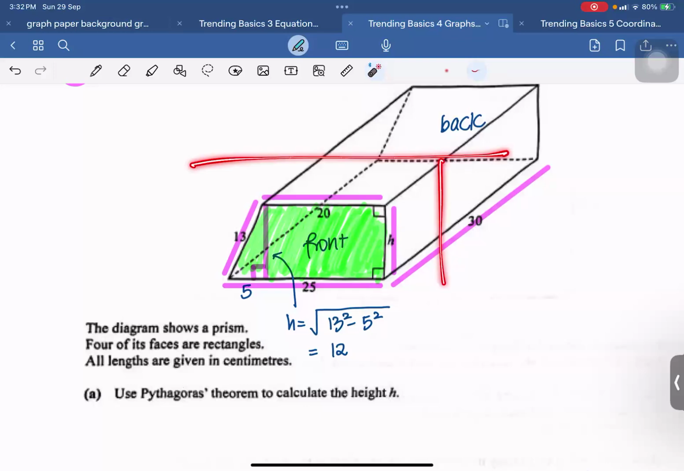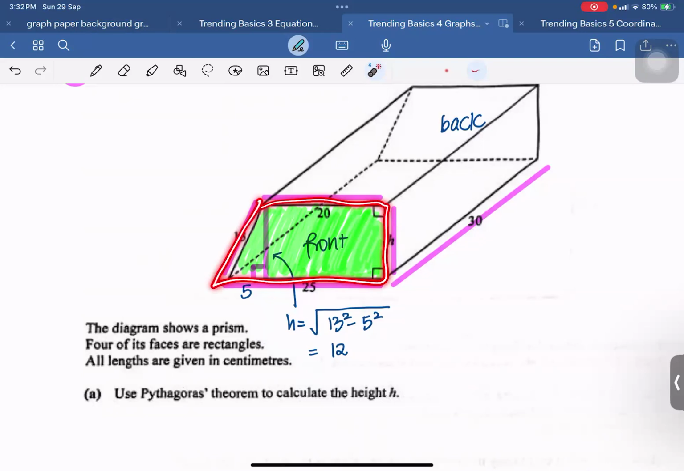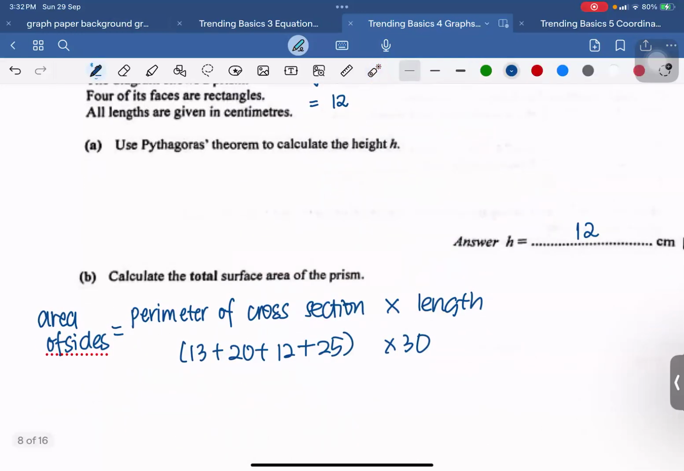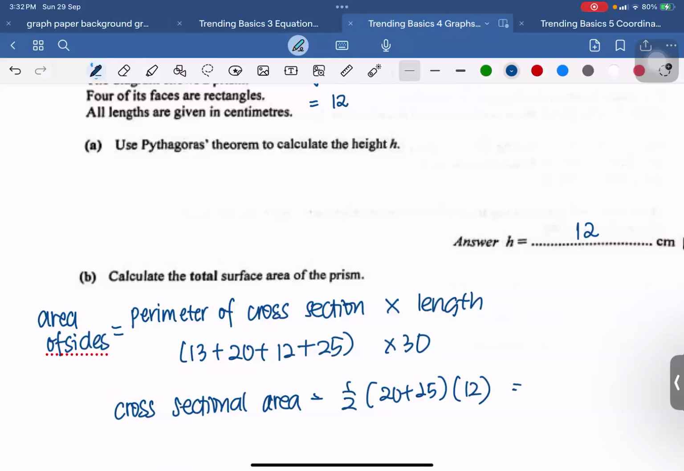I will cut it from top down like that. So when I cut it top down, every piece has the same shape of a trapezium. That is called a cross-section. So I find my cross-sectional area, which is a trapezium. This one is Sec 1 work. Cross-sectional area, trapezium, half times 20 plus 25 times my perpendicular height, 12, is it?